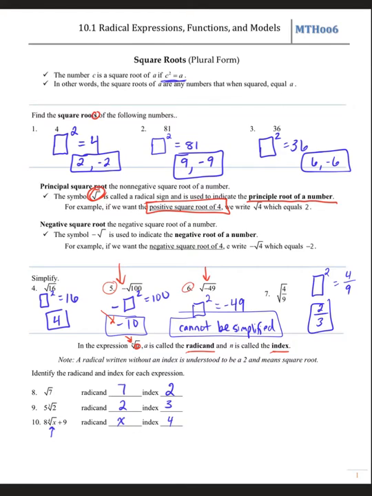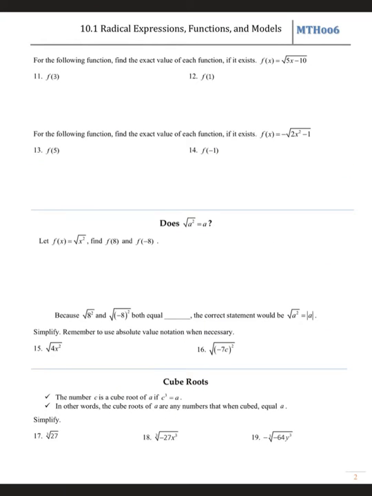Okay, moving along to the next page. What we're going to do now is find the exact values for each function if it exists. So what we're going to be doing is very similar to how we've evaluated functions before. This isn't anything new here. We're going to take the value of 3 and the value of 1, in 2 separate times, and substitute it in for our value of x in the problem. So the first one, we want to find f of 3. So I'm just going to set this up.